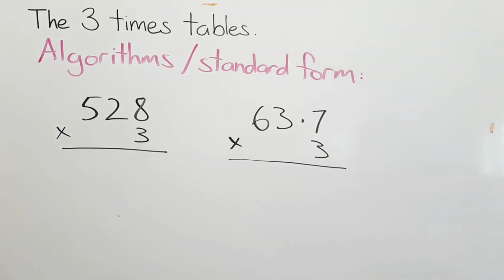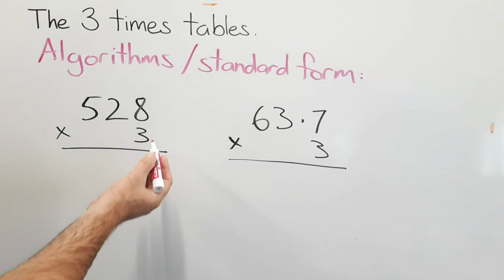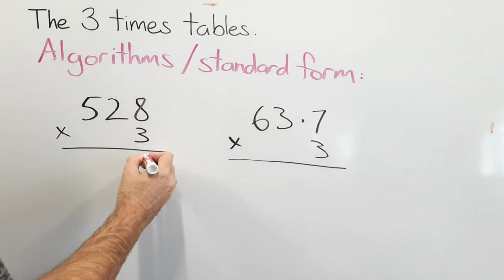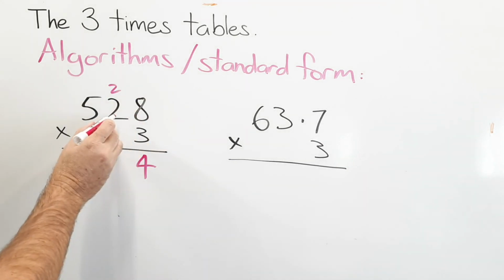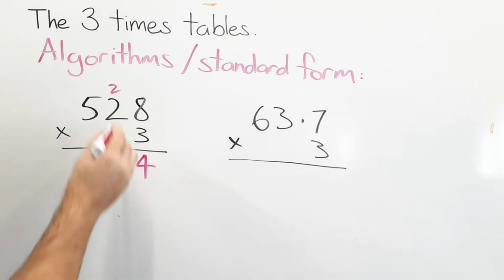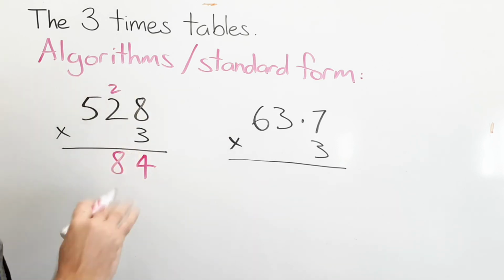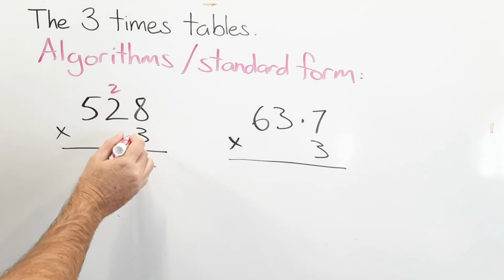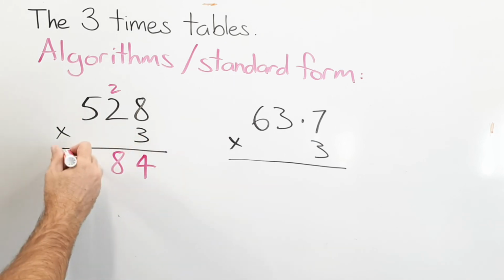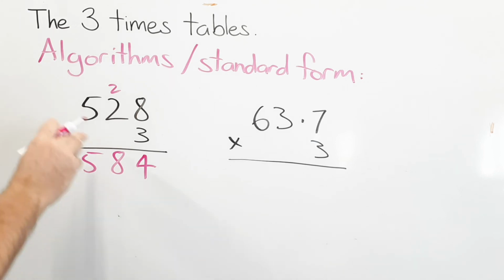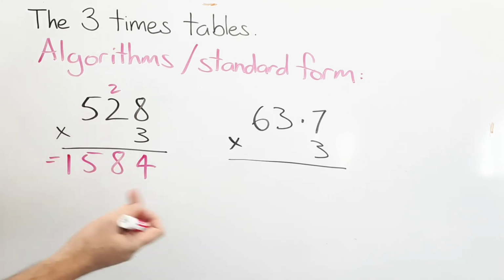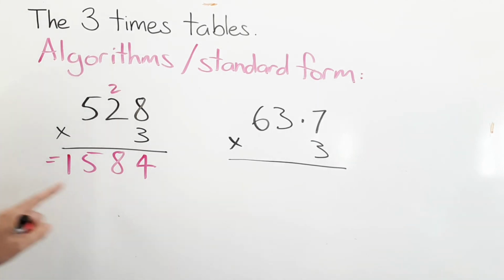Okay, let's have a look at these two. So you've got 3 times 8 is 24. Put the 4 down there. Carry the 2. 3 times 2 is 6. 6 plus 2 is 8. You know what I meant. Then 3 times 5, 15. Makes sense. If we rounded that down to 500, 500 times 3 would be 1500. So we know approximately, using estimation, that our answer is in the right ballpark.